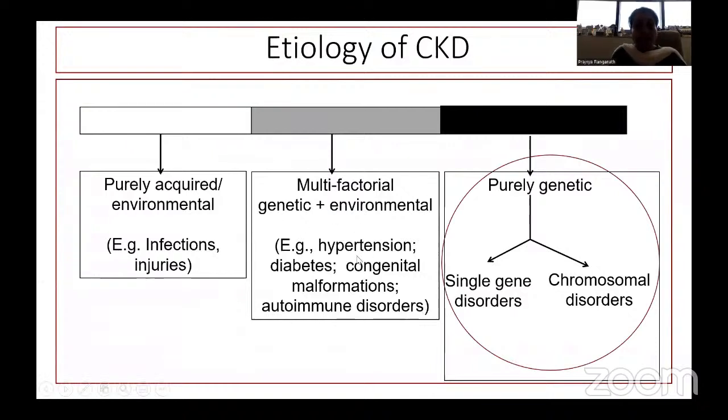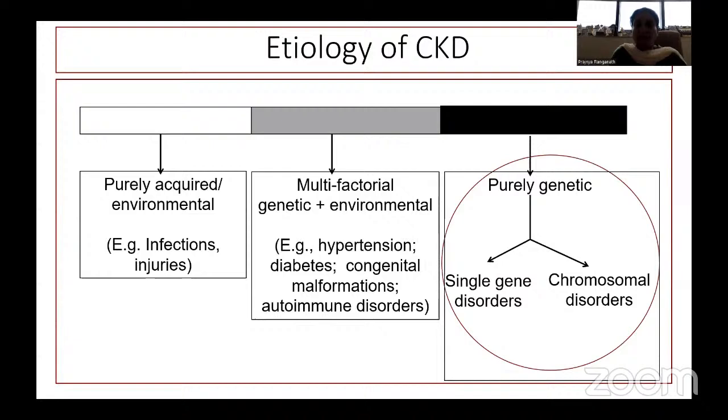In fact, many of the chronic kidney diseases and many of the other chronic medical conditions, including hypertension, diabetes, autoimmune disorders, actually have a multifactorial etiology, where there is a combination of genetic and environmental factors, and all of them together actually contribute to the causation of the disease.